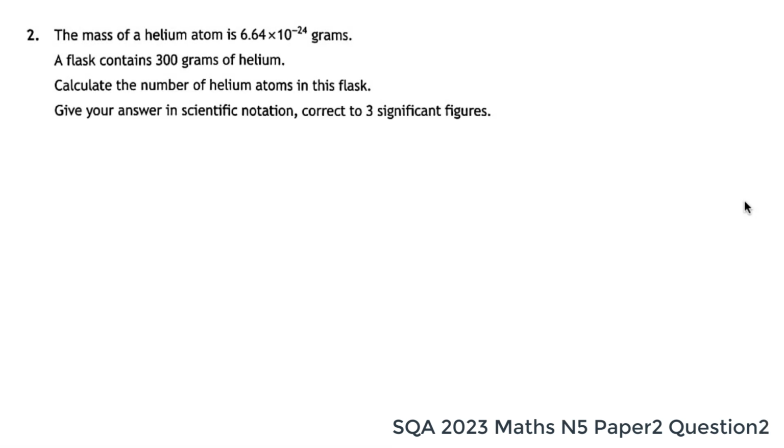So question 2. We're given the information about the mass of one helium atom at 6.64 times 10 to the negative 24 grams. Now that's written in scientific notation or standard form. We're also told a flask contains 300 grams of helium, and we're asked to calculate the number of helium atoms in this flask, giving our answer in scientific notation correct to 3 significant figures.